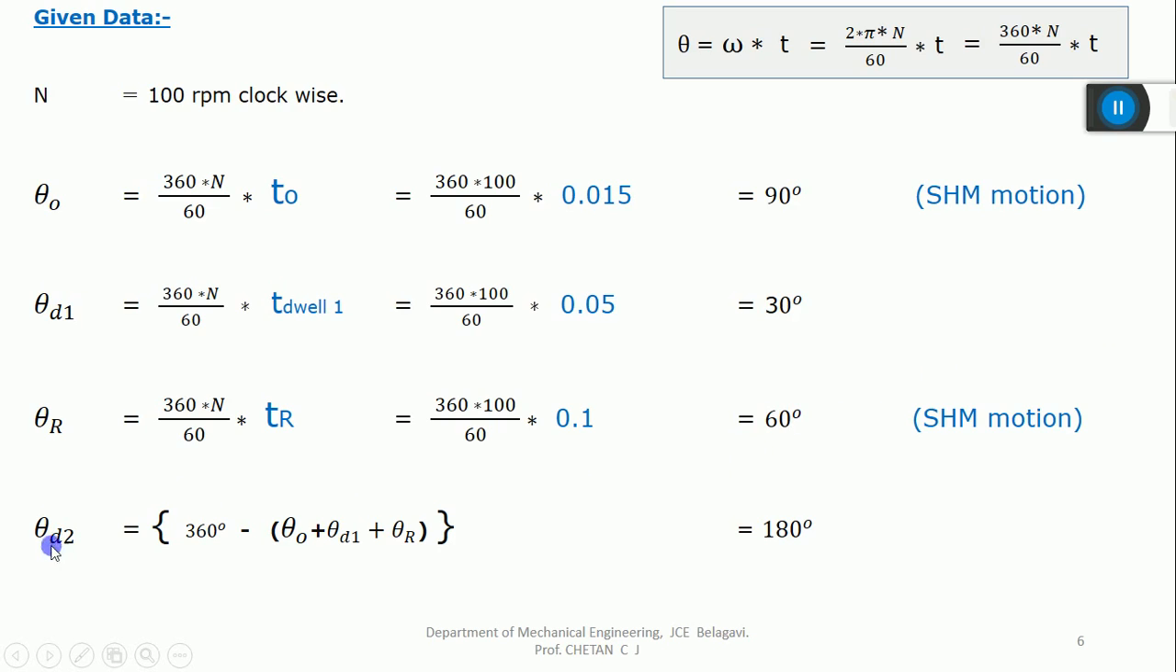And I want the final angle, theta d2. Its time is not given, but I know this formula. The remaining will be 360 minus the summation of all these three angles, and I'll get 180. Total 360. Okay, 90 plus 30 is 120, 120 plus 60 is 180, 180 plus 180 is 360. So after finding all these angles, this is a very important slide from the exam point of view. If you don't know how to calculate these angles, you cannot progress. You cannot draw the displacement diagram as well as the cam profile.